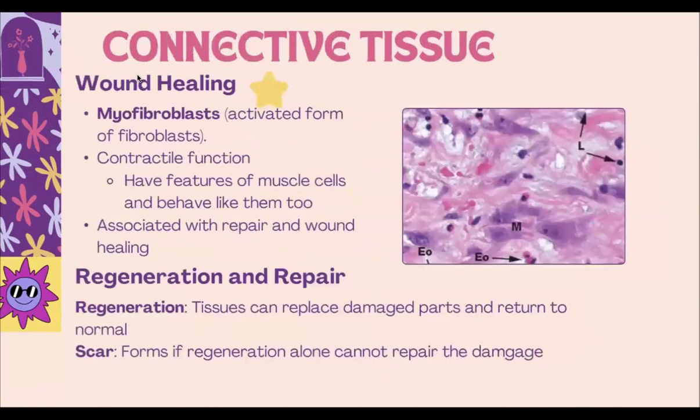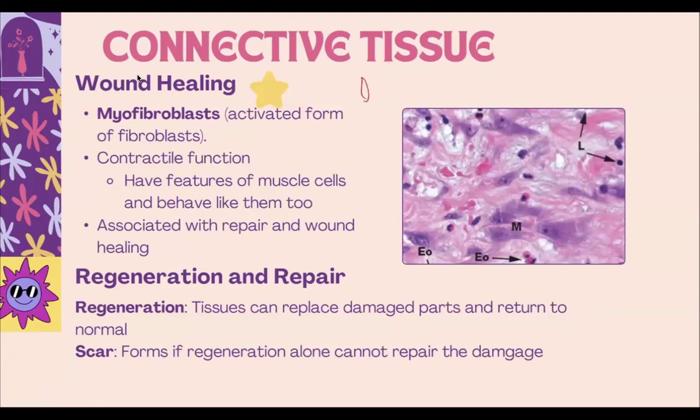Then we talk about connective tissue and its role in wound healing and also in regeneration and repair. In wound healing, you have something called myofibroblasts. You have fibroblasts, which are from connective tissue, and you have myo next to them. The prefix myo always means something related to muscles. So myofibroblasts are fibroblasts, but they have features of muscle cells, smooth muscle cells specifically. They can contract like smooth muscles can, and this helps in repairing the wound.